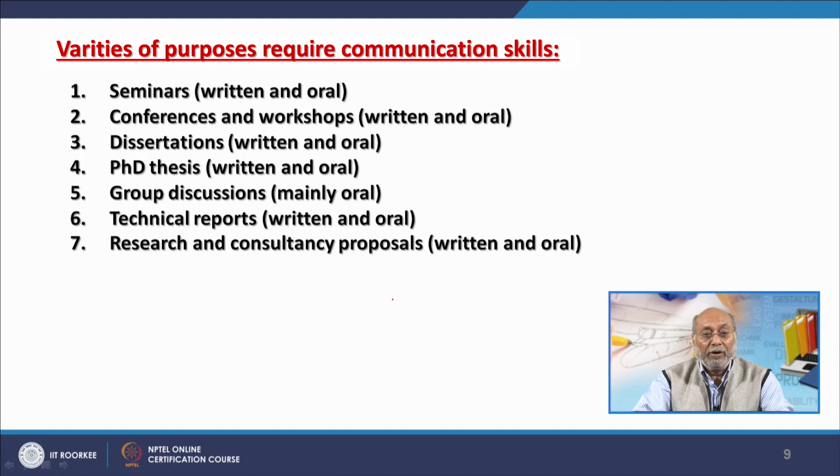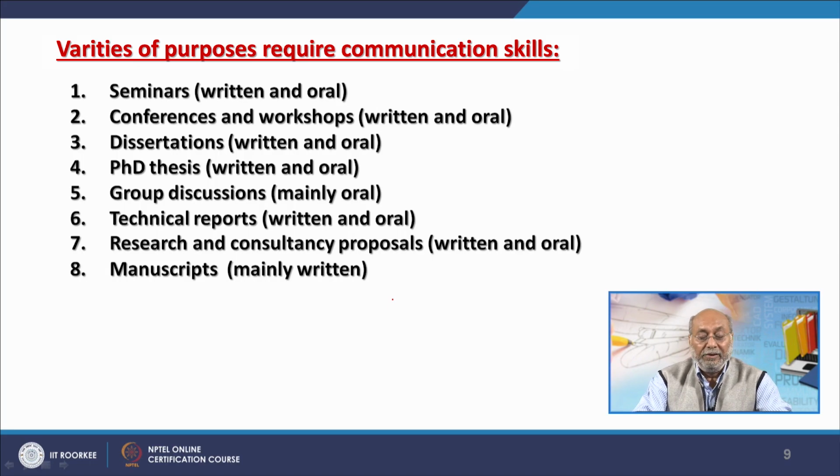Again, in many organizations including IITs, this is a very common activity. Every time we have to write a proposal to seek funds, and then we have to make an oral presentation about the new thing which I have developed, and the new research which I have produced, and so on.